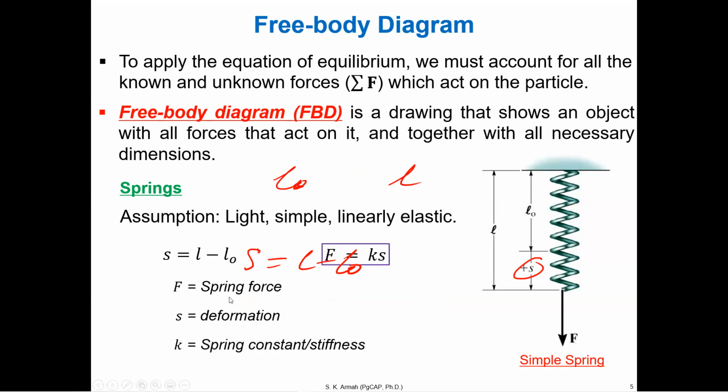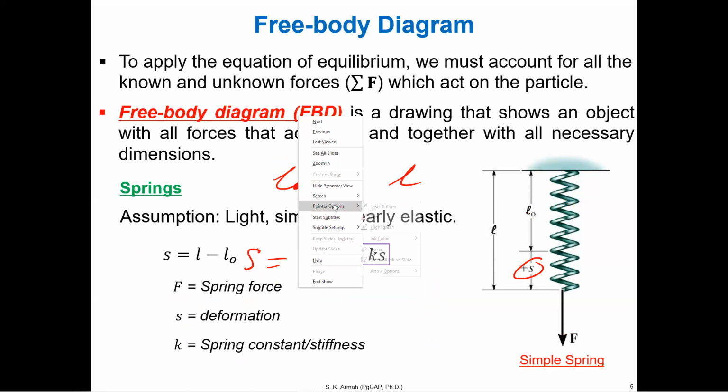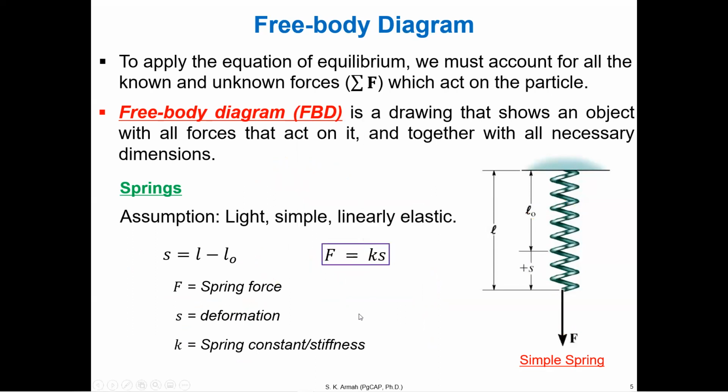And I believe most of you have seen this formula before, F equals KX. The spring force is proportional to the extension. If you remove the proportional sign, then the spring force equals a constant times X. This constant is what we call the spring constant or the spring stiffness.